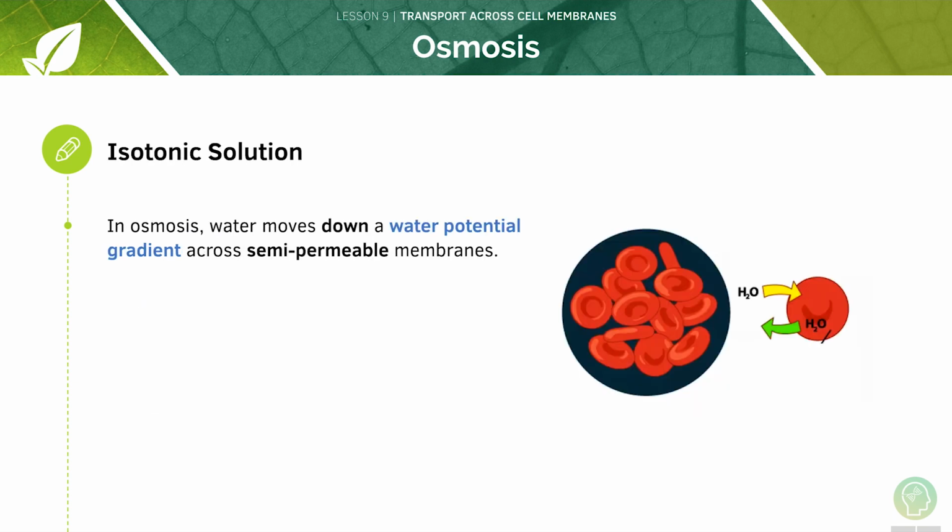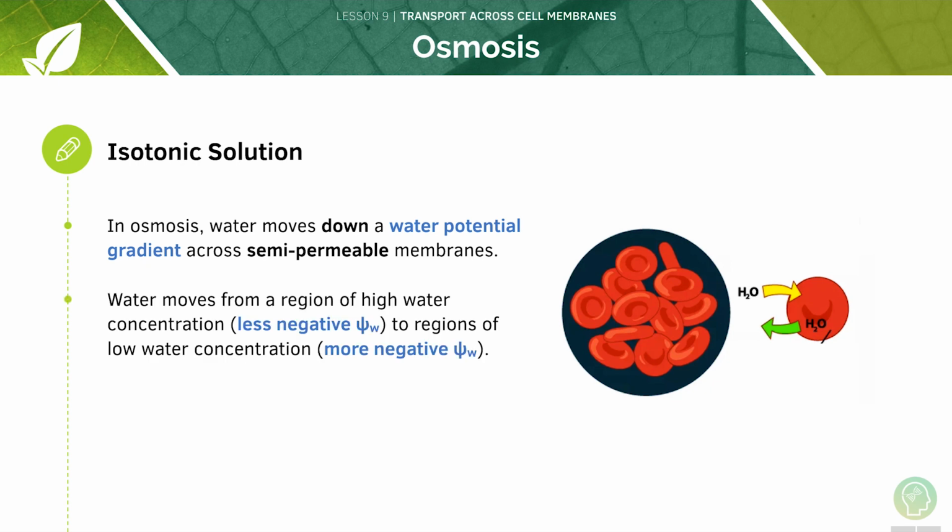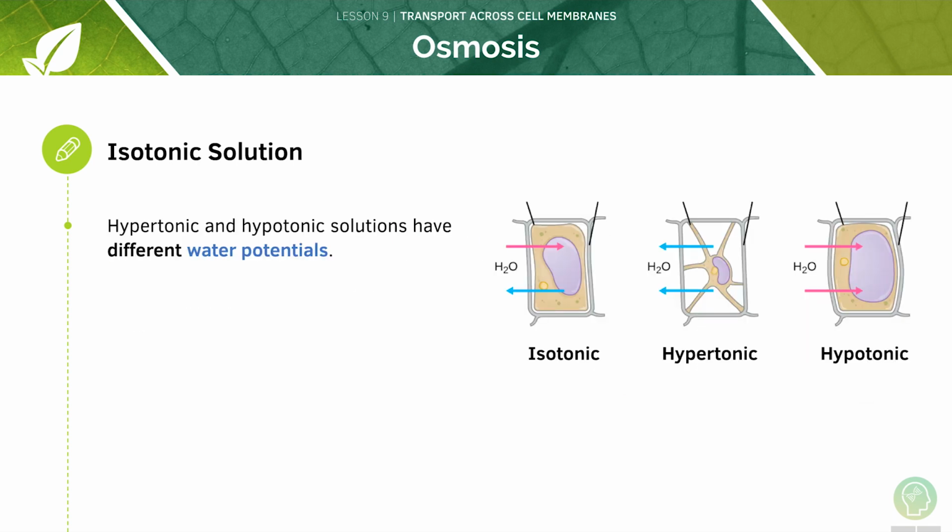In osmosis, water moves down a water potential gradient across semi-permeable membranes. Water will move from a region of high water concentration to regions of low water concentration. Adding solute, such as salts or glucose, reduces the concentration of the water per unit of solution. Hypertonic and hypotonic solutions have different water potentials. However, both sides are said to be isotonic.